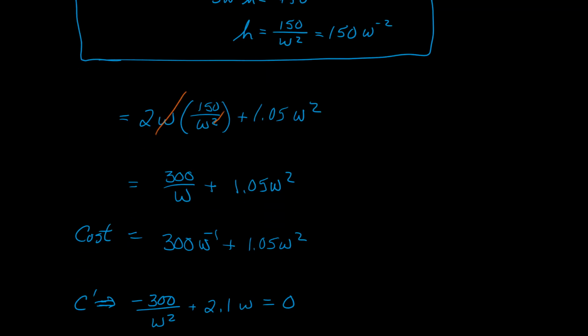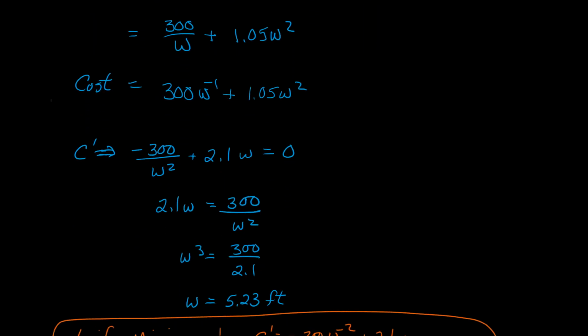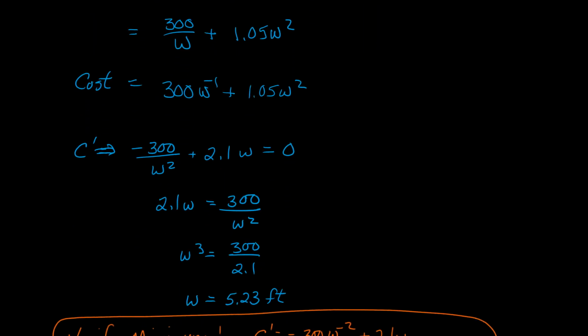Okay, moving forward with this, I'm going to rewrite this 300 over W as 300 W to the negative 1, because as soon as you get your cost function, you want to optimize that, which means take the derivative and set it equal to 0. 300 over W isn't as easy to compute the derivative of as 300 W to the negative 1.